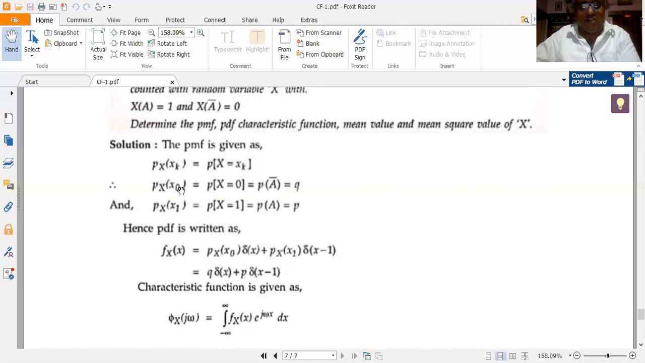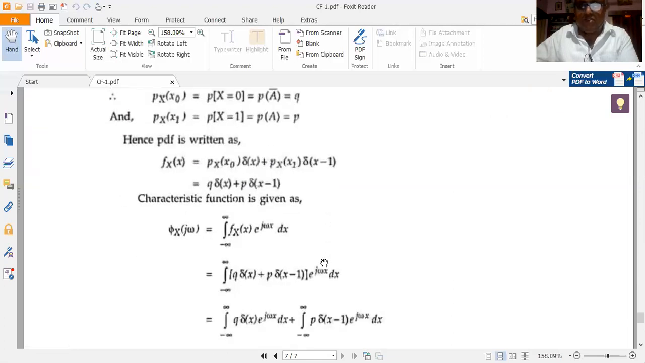p_X(x_0) we have it equal to q, which I am going to substitute in the next step. Then plus p_X(x_1) into delta of x minus 1. So write the probabilities. That is equal to q delta of x, since p_X(x_0) has been written as q. So q delta of x plus p delta of x minus 1.